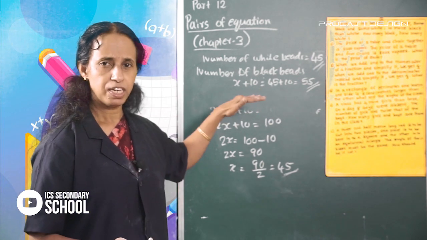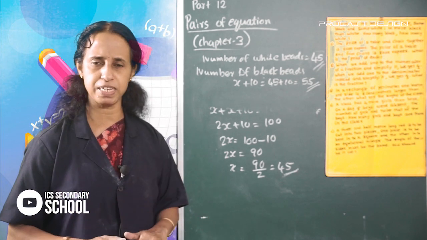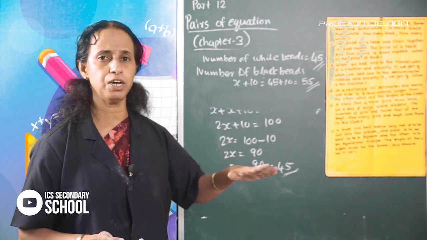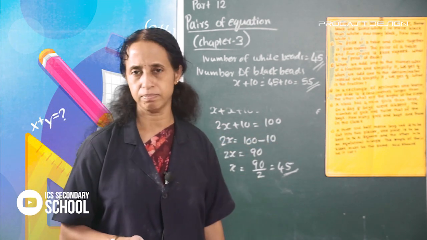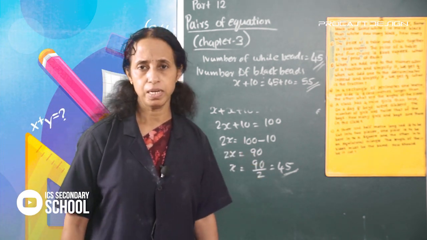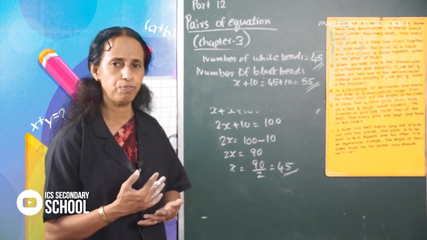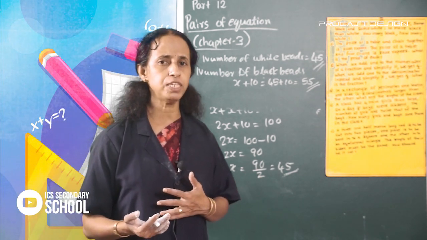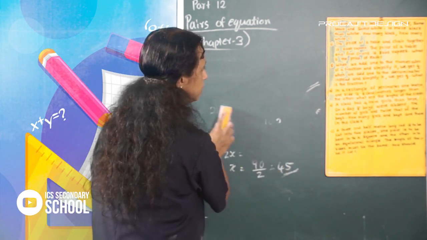Here we take white bits equal to x and black bits equal to x plus 10. So x plus x plus 10 is equal to 100. 2x plus 10 is equal to 100. 2x equal to 100 minus 10, is equal to 90. Therefore x is equal to 90 by 2, is equal to 45. Number of white bits equal to 45 and number of black bits equal to 45 plus 10, is equal to 55. Okay.